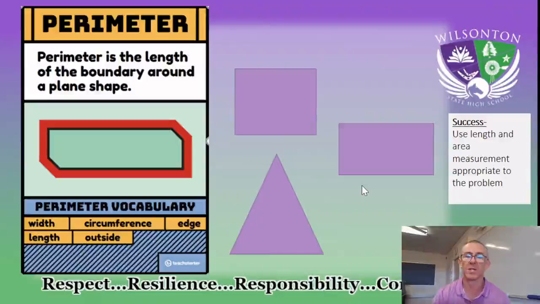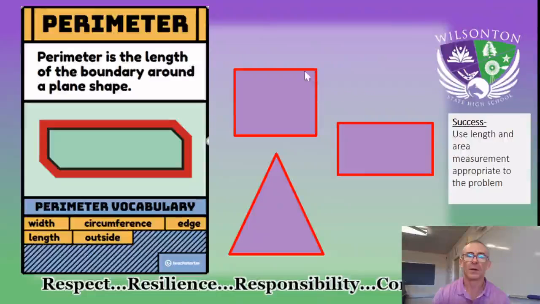So if you have a look at these shapes over here, if we're looking at perimeter, we are looking at the red line around the outside of those shapes. So that's what we're talking about when we're measuring the perimeter. We're measuring the distance around the outside of that shape, the perimeter, the edge.